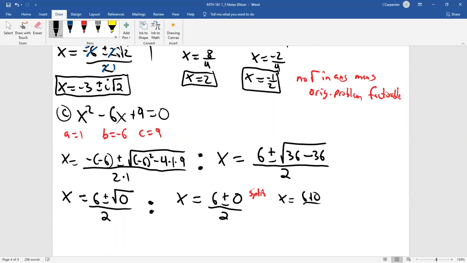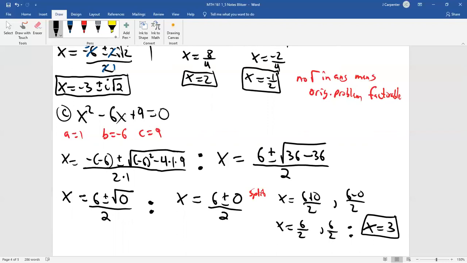6 plus 0 over 2, comma, 6 minus 0 over 2. That's just 6 divided by 2 and 6 divided by 2. So x equals 3. This is what's known as a repeated root, a repeated solution. When we get into graphing polynomials, this creates implications. But I don't want to spoil too much of the fun yet and throw you off.